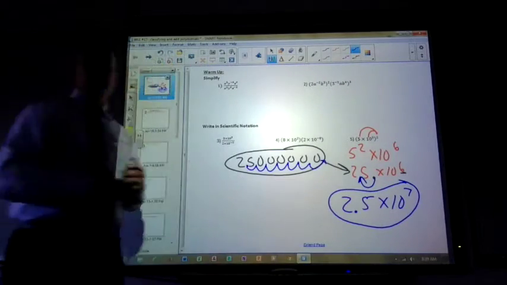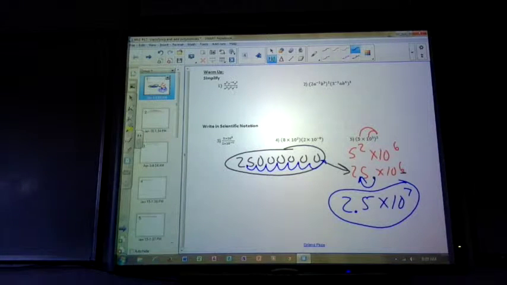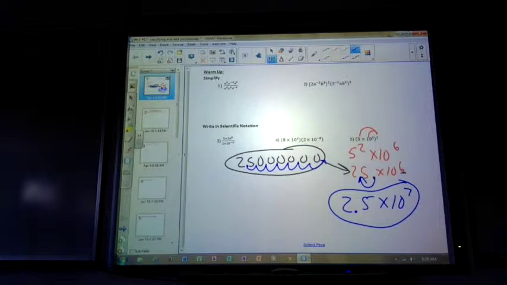And again, these are strange to think about. They're not your normal, everyday counting. Scientific notation is to be used when you're talking about really, really large numbers and really, really small numbers, meaning a really small decimal. It's often used in the science community.